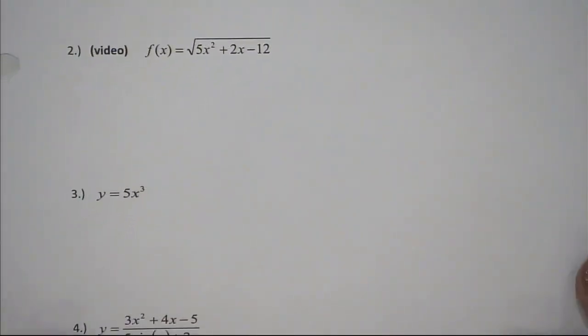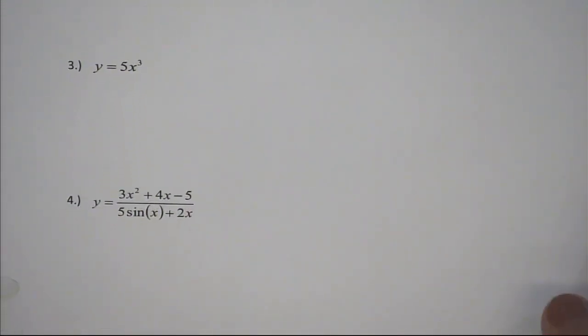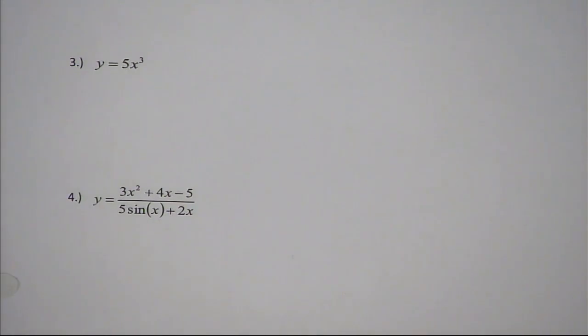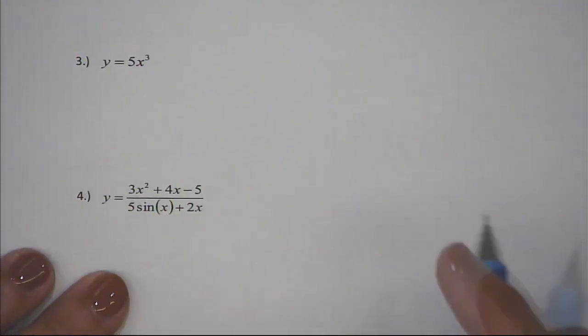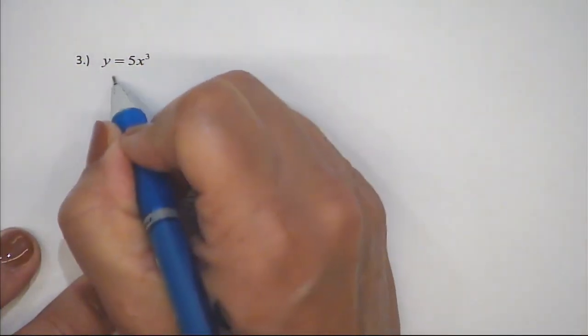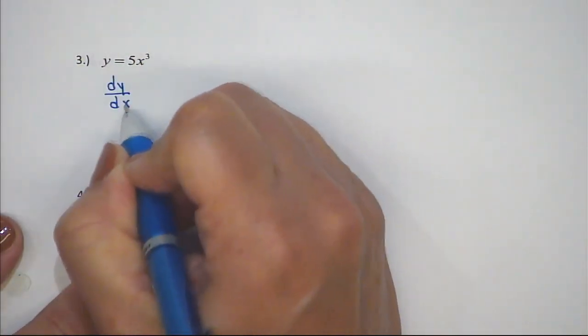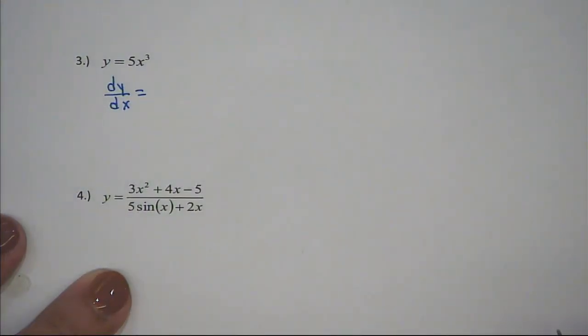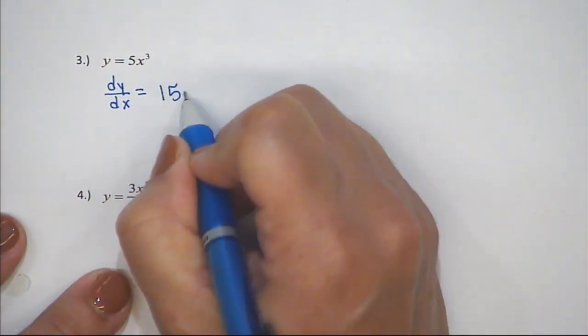Dr. Taylor did a couple with you. I'm going to do one that's easy and one that's a quotient rule. It doesn't matter what you have. If the problem says find the differential, that's what you're going to do. For number 3, we're going to start by taking the derivative. So dy dx, it's the left side. And then the derivative of 5x cubed would be 15x squared.